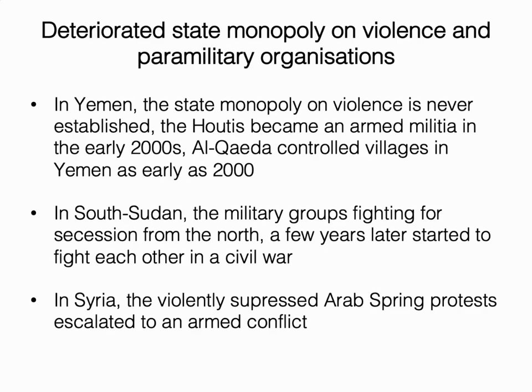The next dimension of new wars: deteriorated state monopoly on violence and paramilitary organization. In Yemen, the state monopoly on violence was never established. The Houthis became an armed militia in the early 2000s. Al-Qaeda controlled villages in Yemen as early as the year 2000. In South Sudan, the military groups fighting for secession from the north a few years later started to fight each other in a civil war. In Syria, the violently suppressed Arab Spring protests escalated to an armed conflict.